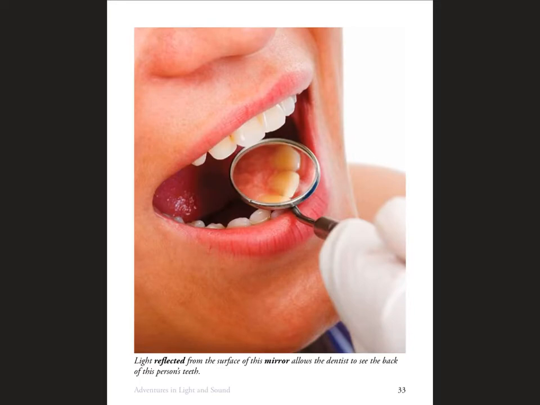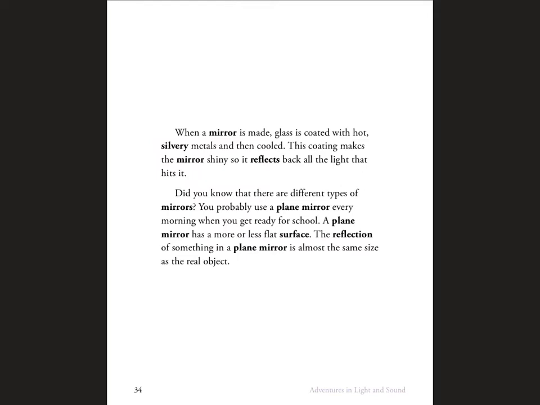Light reflected from the surface of this mirror allows the dentist to see the back of this person's teeth. When a mirror is made, glass is coated with hot, silvery metals and then cooled. This coating makes the mirror shiny, so it reflects back all the light that hits it.